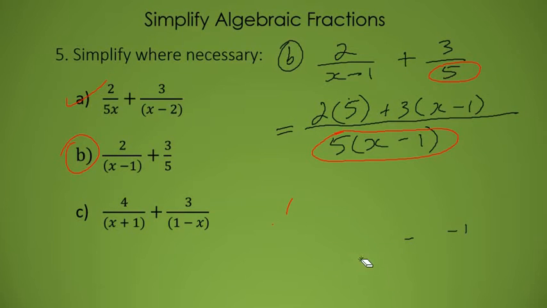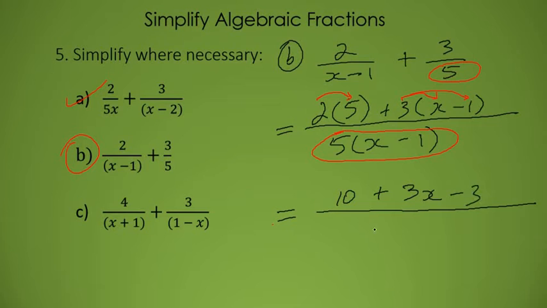And so now we can go ahead and simplify the numerator. And so 2 times 5, 2 times 5, and then 3 times x, and then 3 times negative 1. So 2 times 5 gives us 10, 3 times x gives us 3x, and 3 times negative 1 gives us negative 3. Writing back the denominator of 5 times x minus 1, we have the result.